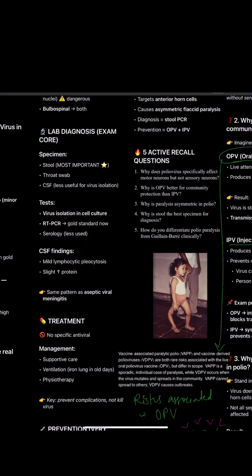Serology is less used. CSF findings are just like those of aseptic viral meningitis. Since the virus is invading the CSF, it will cause a cell-mediated immunity response, and there is mild lymphocytic pleocytosis and a slight increase in the protein. Same pattern as this.